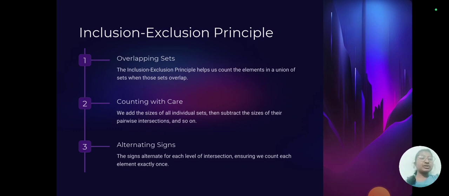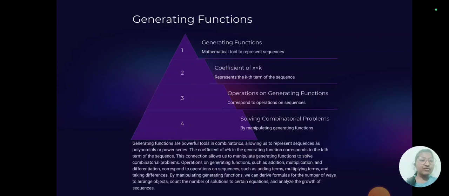Next we'll see the inclusion-exclusion principle. Overlapping sets: the inclusion-exclusion principle helps us count the elements in a union of sets when those sets overlap. Counting with care: we add the size of all individual sets, then subtract the size of their pairwise intersections, and so on. Alternating signs: the signs alternate for each level of intersection, ensuring each element is counted exactly once.